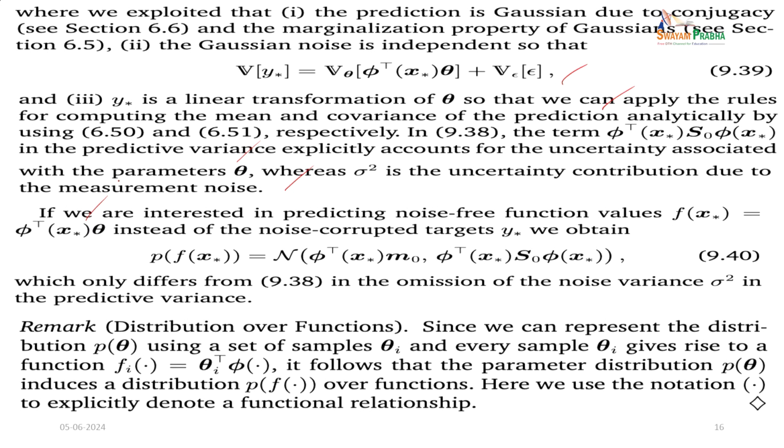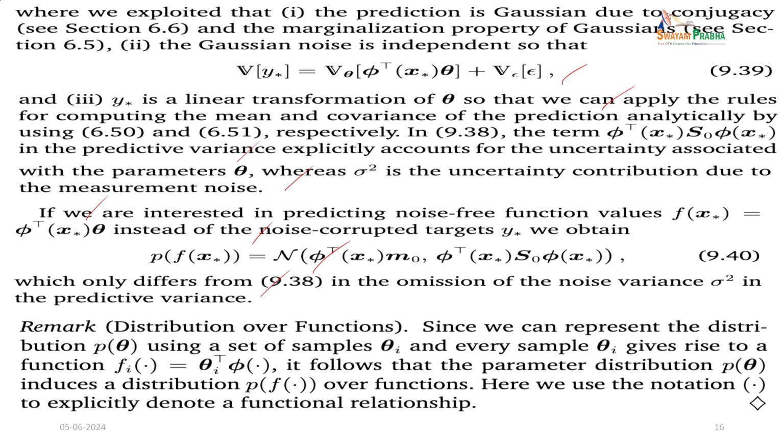transpose x star theta instead of noise-corrupted targets y star, we obtain p of f of x star equal to N of phi transpose x star m naught, phi transpose of x star into S naught phi of x star. This only differs from equation 38 in the omission of the noise variance sigma squared in the predictive variance.